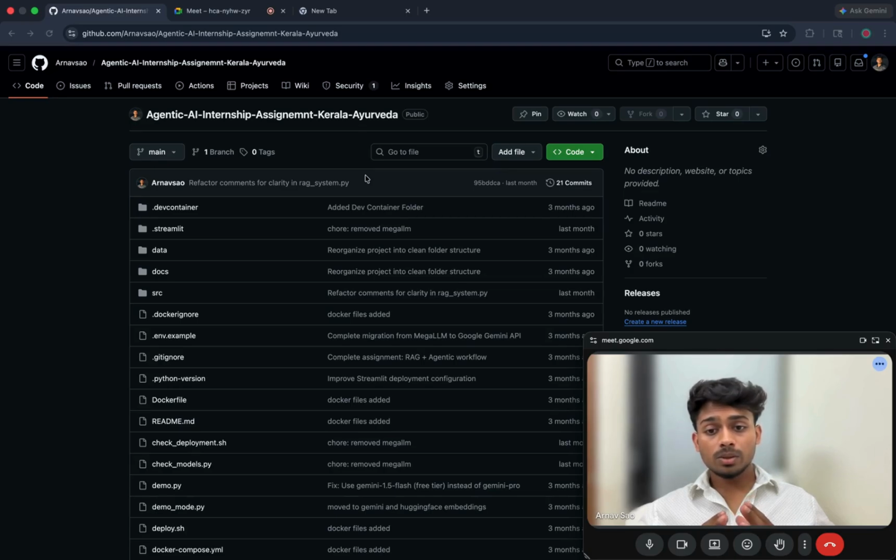Today, I will be walking you through my agentic AI project, a production-ready RAG system with a multi-agent content pipeline built for Kildra Ayurveda. The real-world business problem this solves is safe, accurate medical information retrieval.